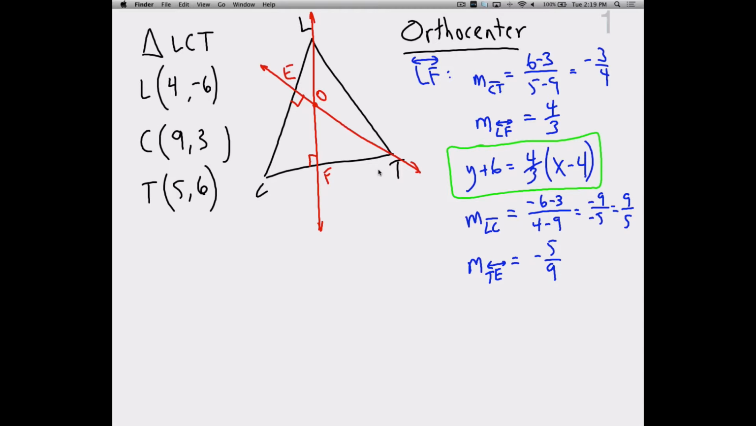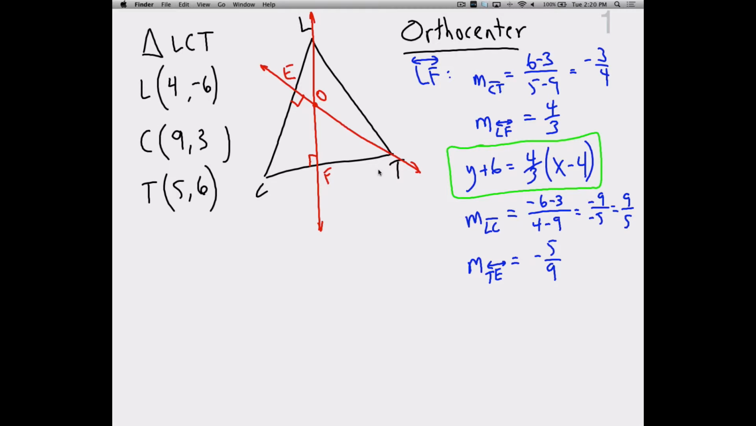Check my work there. 9/5 and then the opposite reciprocal, negative 5/9. Are we good? Okay, excellent. And then it passes through the point T. Notice in this particular problem for the Orthocenter, we know nothing about the points E and F. They're not midpoints. They're nothing special. They're just the point where that altitude hits the line.